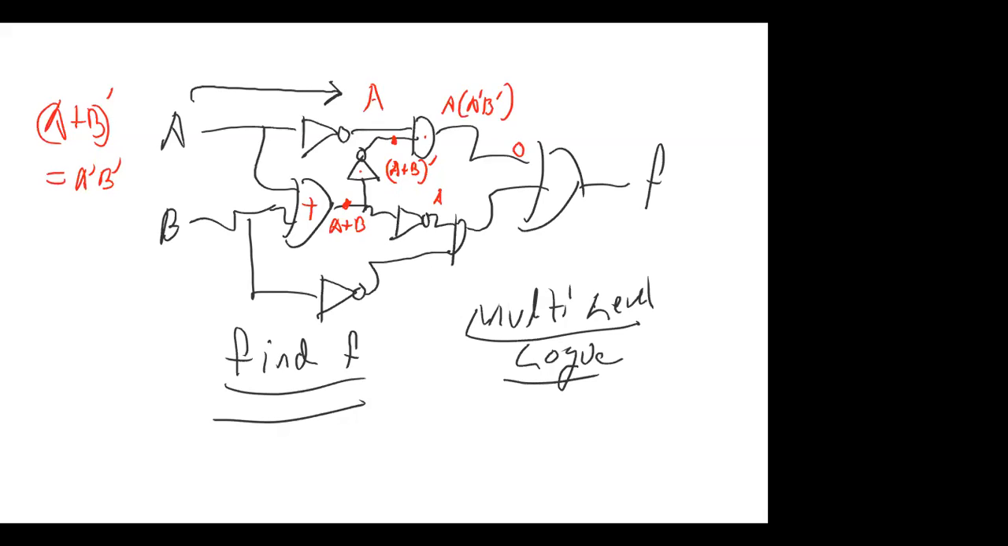That's what that is. And what about over here? Here we have A prime, B prime. And over here we have B prime. And they're ANDed together. So that gives me A prime, B prime. And so now I have an OR with 0. And so F must be equal to A prime, B prime.